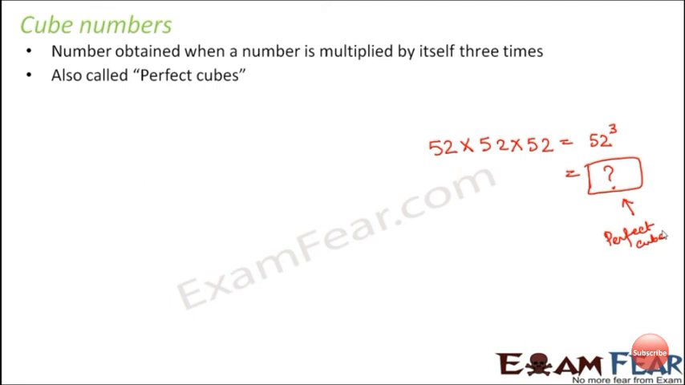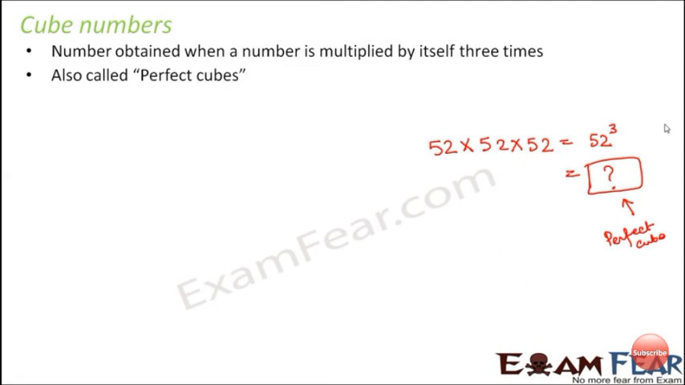Why? Because these numbers are such that if you arrange these many cubes together, that will form a perfect cube. Like how you saw in the previous slide, if you have 27 smaller cubes, you can make an arrangement which will form a perfect cube. Similarly, if you have 52 to the power 3 number of smaller cubes, you can again get a perfect cube. So that is why the name perfect cube.